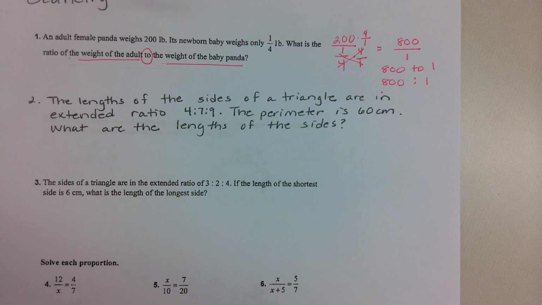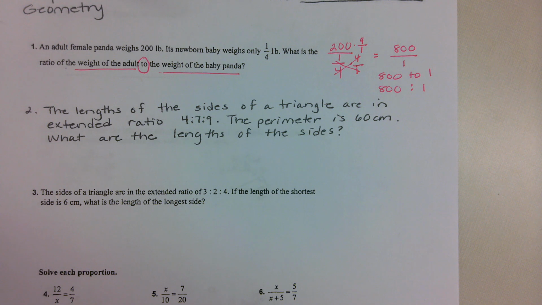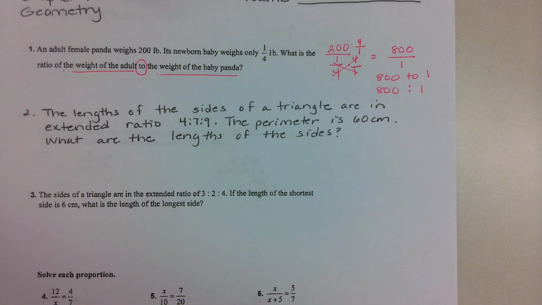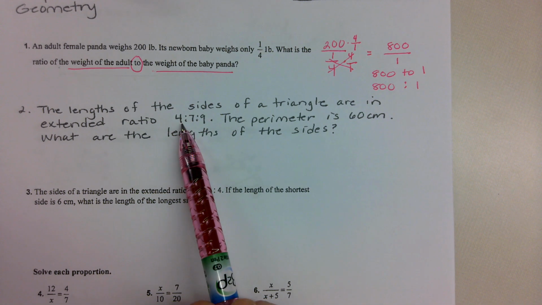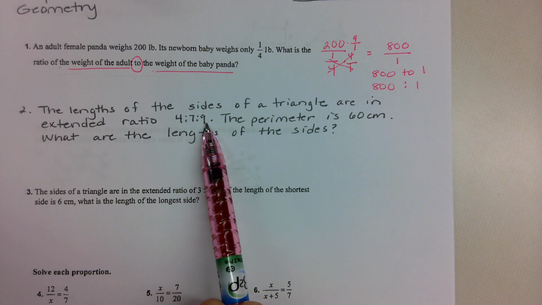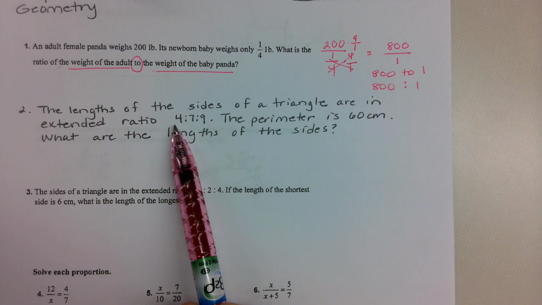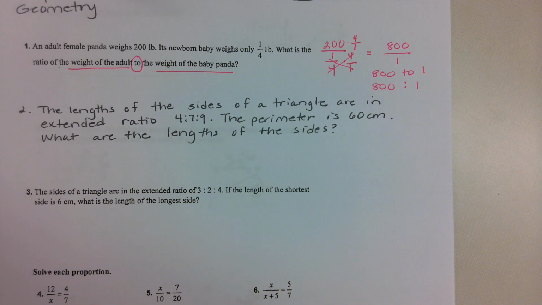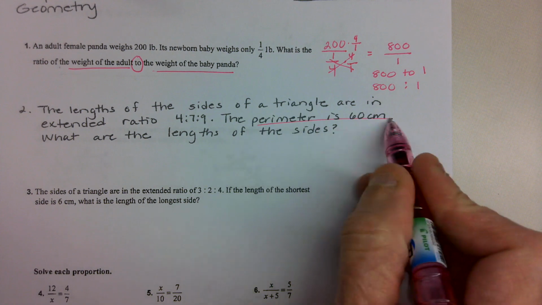All right, the lengths of the sides of a triangle are in an extended ratio 4 to 7 to 9. The perimeter is 60. What are the lengths of the sides? So that means that they're in proportion. If I multiply this by 10, this by 10, this by 10, they're still in the right proportion. Or if I multiply each by 20, it'll still be in proportion. But I want to hit a perimeter of 60.